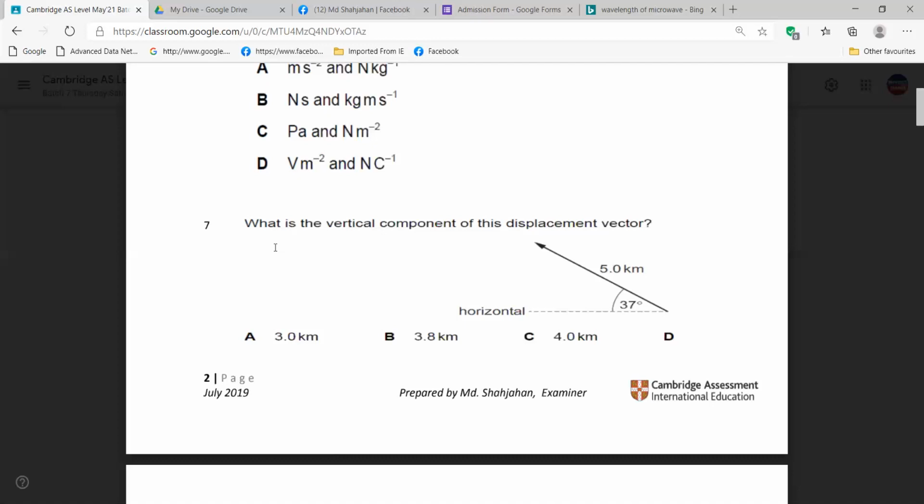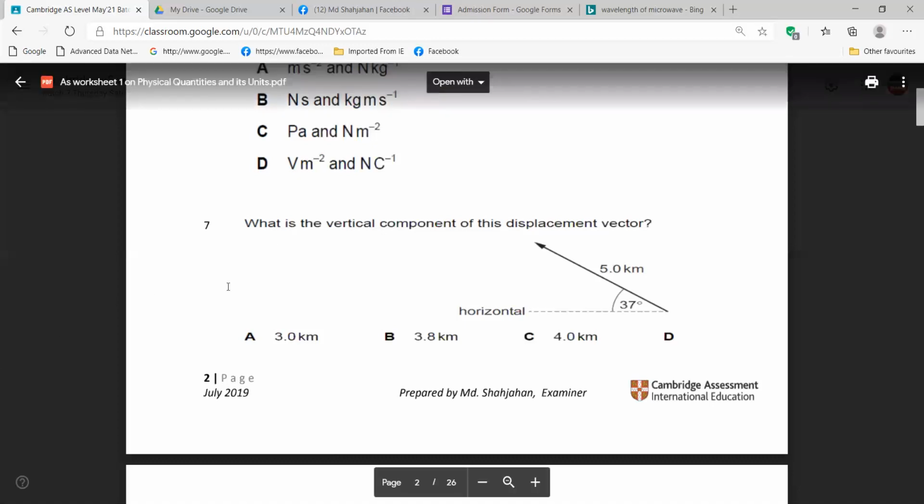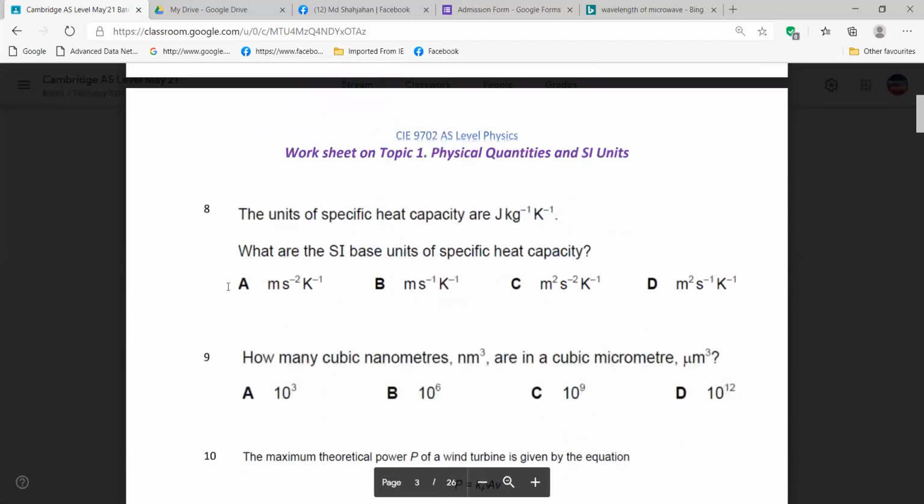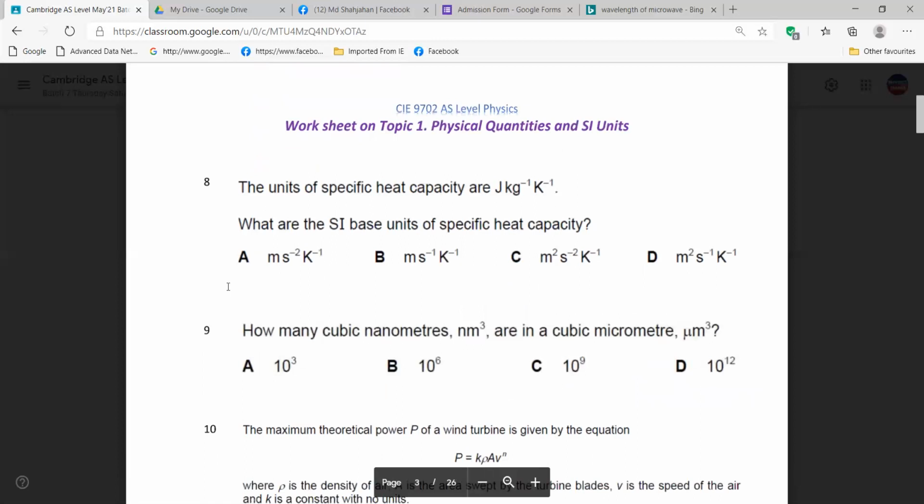Answer is 3.009, sir. We can take it 3, sir. Yes, 3 kilometer. So A, right? Then we are going to 8. Can you try 8 in terms of base unit? Oh, base unit.